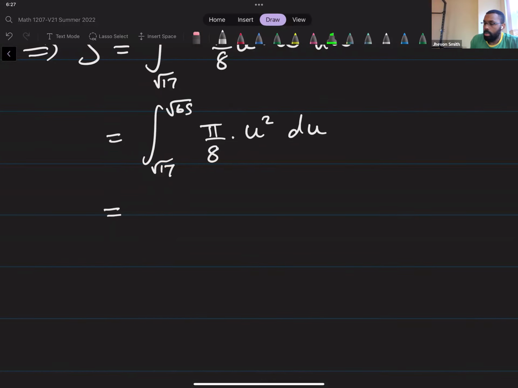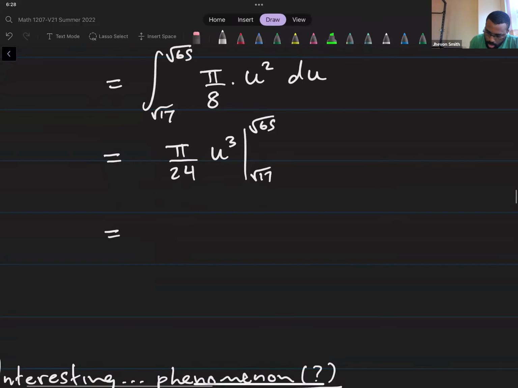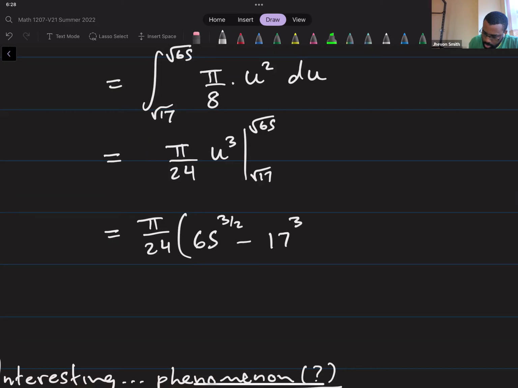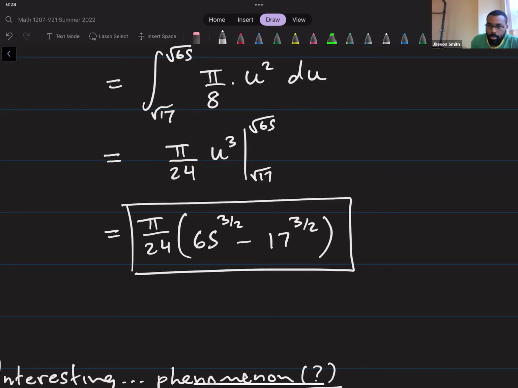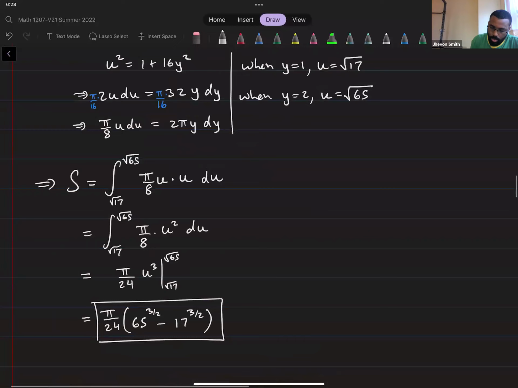So I can do u cubed over 3. It's going to be the integral there. So this is going to be pi over 24 u cubed. It's going to be pi over 24 times 65 to the 3 halves minus 17 to the 3 halves. That's that one.